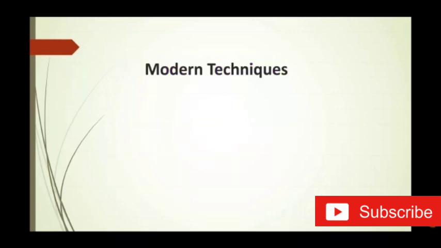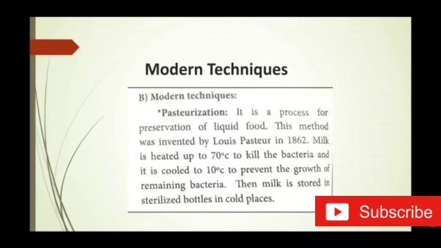In the modern technique, the food is preserved by a process known as pasteurization, and this method was first invented by Louis Pasteur in 1862. Milk is heated to 70 degrees Celsius to kill the bacteria present in it, and again it is cooled to 10 degrees Celsius to prevent the growth of remaining bacteria and stored in sterilized bottles. This process of preserving milk is known as pasteurization.